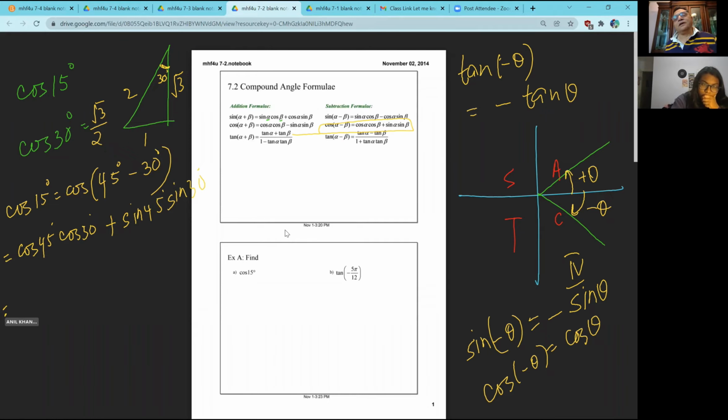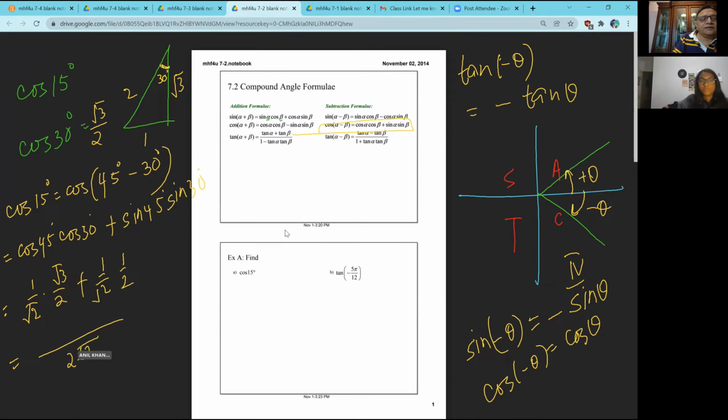You know, cos 45 and sine 45 is 1 over square root 2. And cos 30 degrees from this angle is square root 3 over 2. So plus sine 45 is 1 over square root 2 and sine 30 degrees is half. So from here, you get 2 square root 2 as common factor. In the numerator, you get square root 3 plus 1. So that becomes your answer. You get the idea.